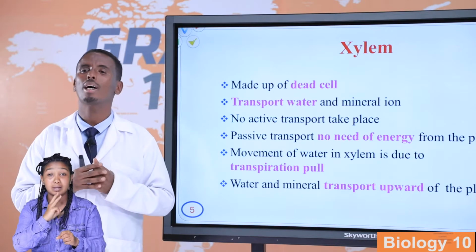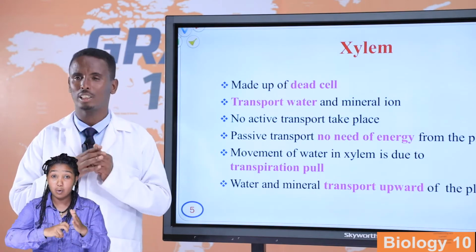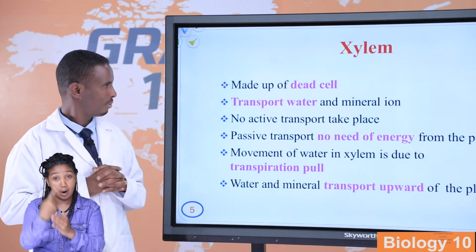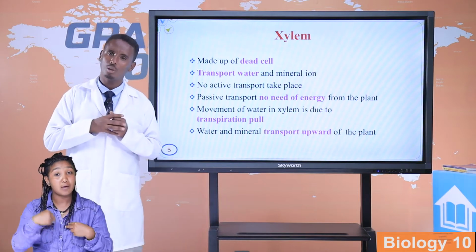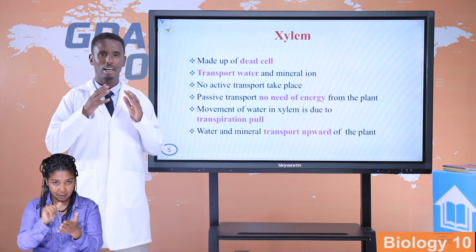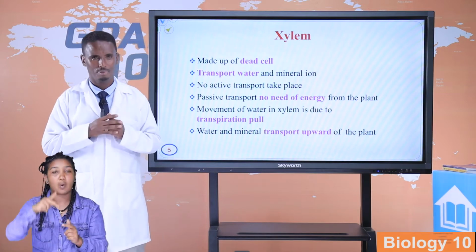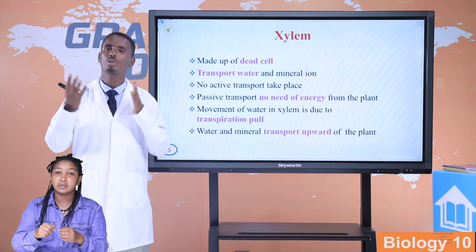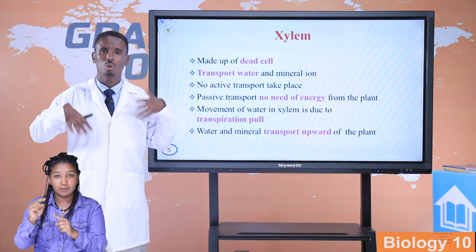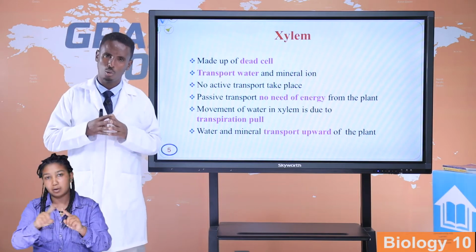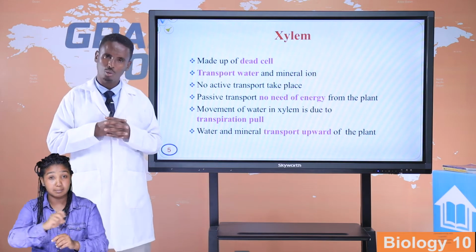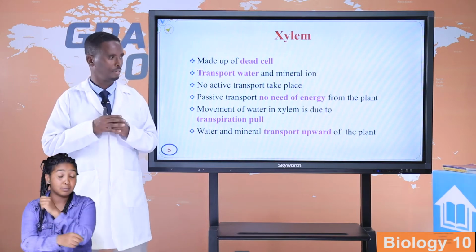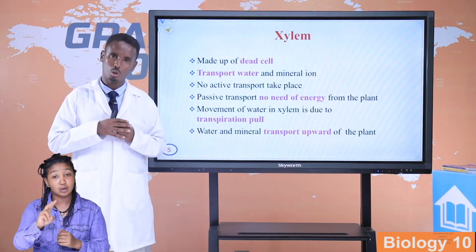Water and dissolved minerals are transported in only one direction, from the root to the stem to the leaf. So plants have two transport systems, xylem and phloem. We have said phloem transports synthesized food from the leaf to the stem and root in a two-way direction, whereas xylem transports water and dissolved minerals from the root to the leaf. These are the two transport systems in plants.